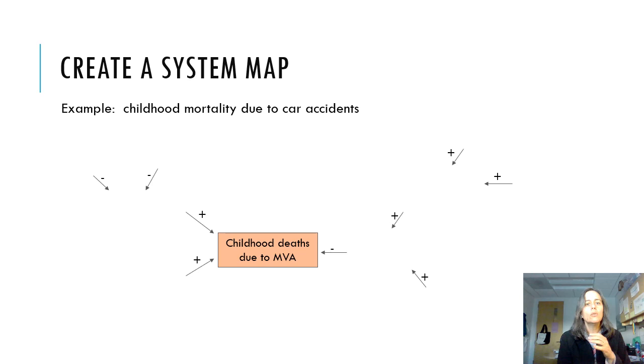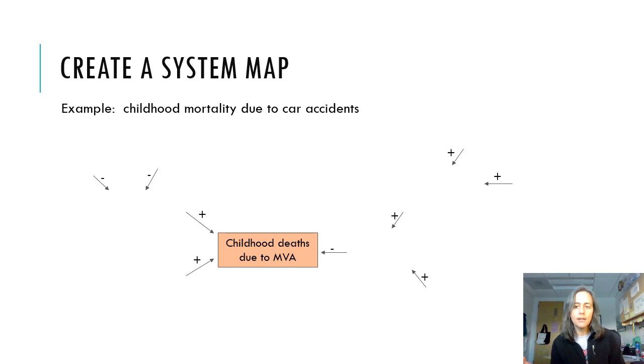Okay, so let's create a system map, for example, for childhood mortality or deaths due to car accidents. That's still one of the number one killers of children in the United States: motor vehicle accidents, or MVAs. So I put it in orange because it's something we don't want, right? So let's understand what the key influences are. What are the things that contribute to these deaths?